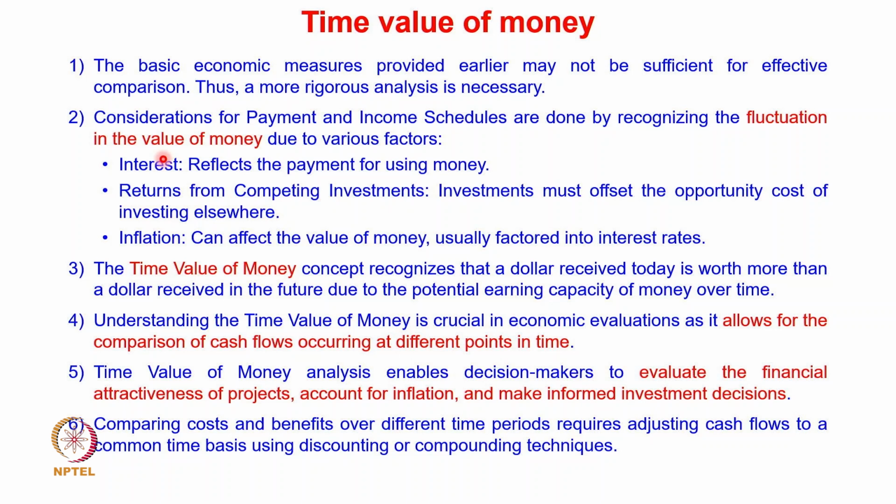This inflation part can also be taken into consideration directly by having a different value of the interest rate itself. Then the time value of money concept recognizes that a dollar received today is worth more than a dollar received in the future. So if I get 100 rupees after 1 year, its value today will be lower, due to the potential earning capacity of the money over time, isn't it?